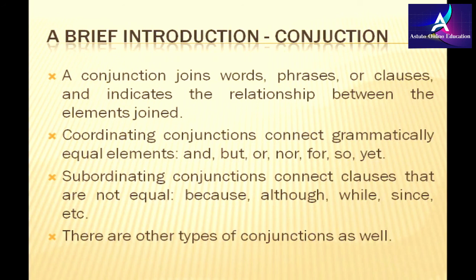Coordinating conjunctions connect grammatically equal elements: and, but, or, nor, for, so, yet. Subordinating conjunctions connect clauses that are not equal: because, although, while, since, etc. There are other types of conjunctions as well.